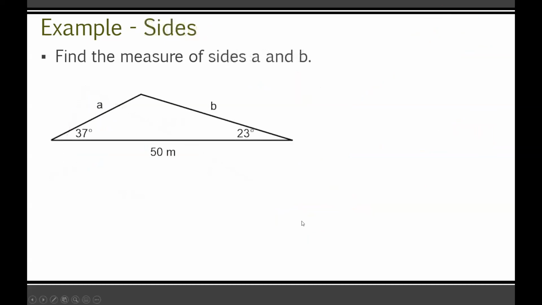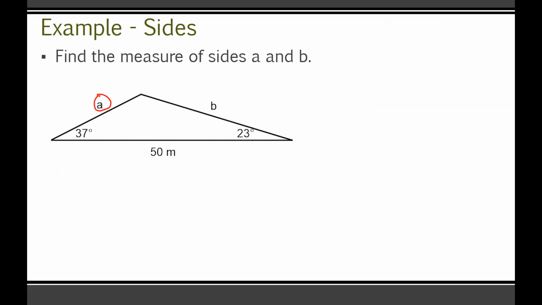Anyway, here's another example. Find the measure of sides A and B. So this time we're looking for sides rather than angles. Looking for sides is actually easier in my opinion. Let me show you this one as well. Follow along. So we're looking for side A and B. Let's start by focusing on finding side A just because alphabetical order and all that.